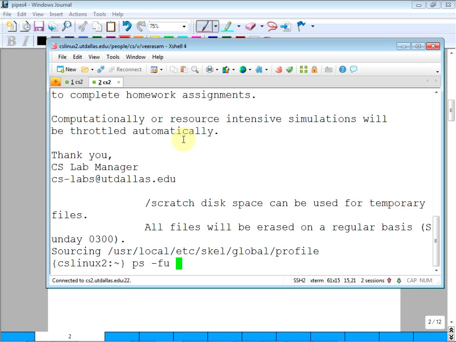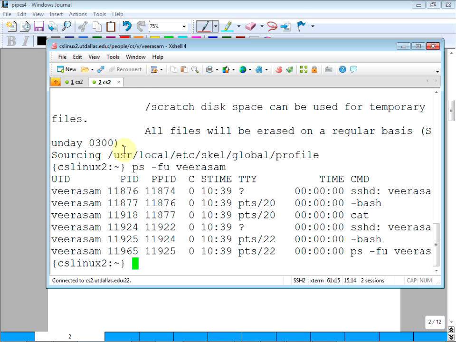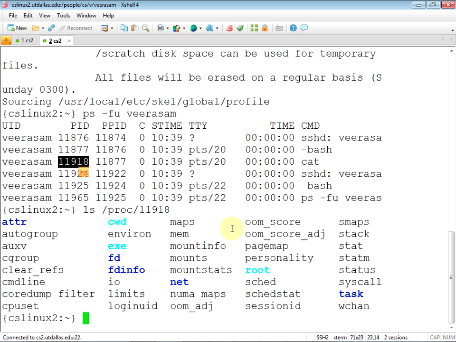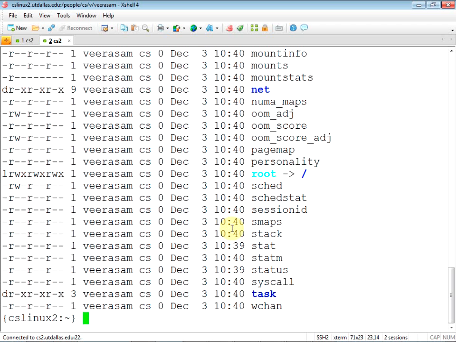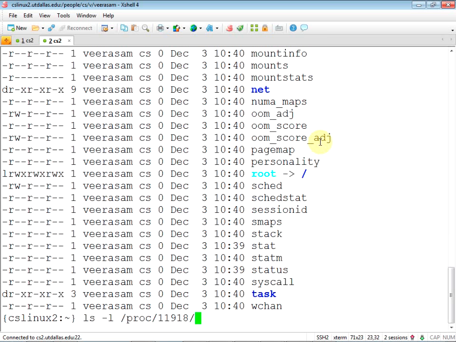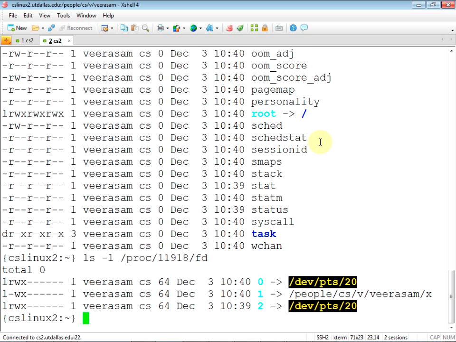ps -u Virasam. That's a cat command, right? 11918. Let's learn a little bit more about that 11918. /proc/11918. It kind of looks like a directory, but it's information about that process. And there is a directory called FD. Let's see what that FD has. Look into that.